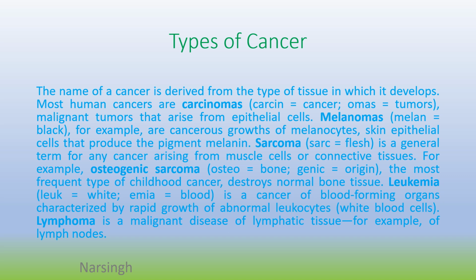For example, osteogenic sarcoma, osteo means bone, genic means origin, the most frequent type of childhood cancer, destroys normal bone tissue. Leukemia, leuc means white, emia means blood, is a cancer of blood-forming organs characterized by rapid growth of abnormal leukocytes, white blood cells. Lymphoma is a malignant disease of lymphatic tissue, for example, of lymph nodes.